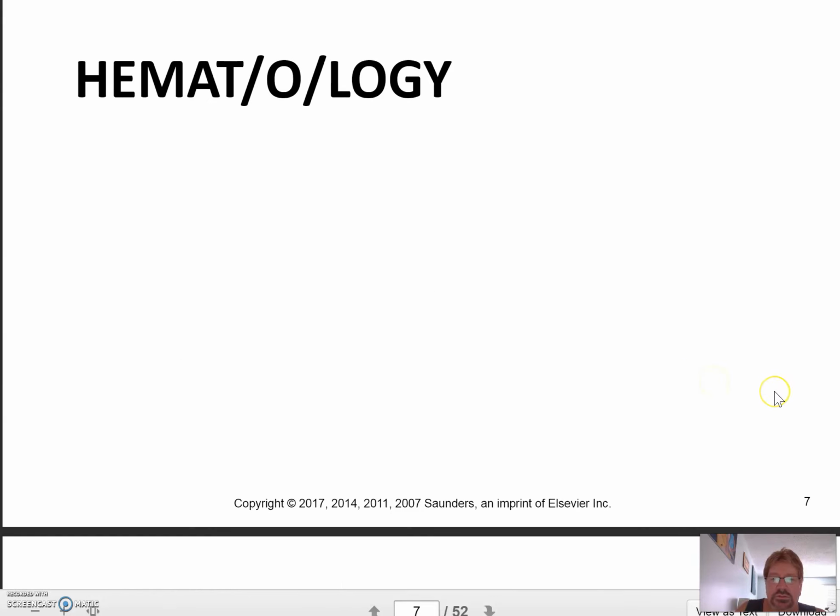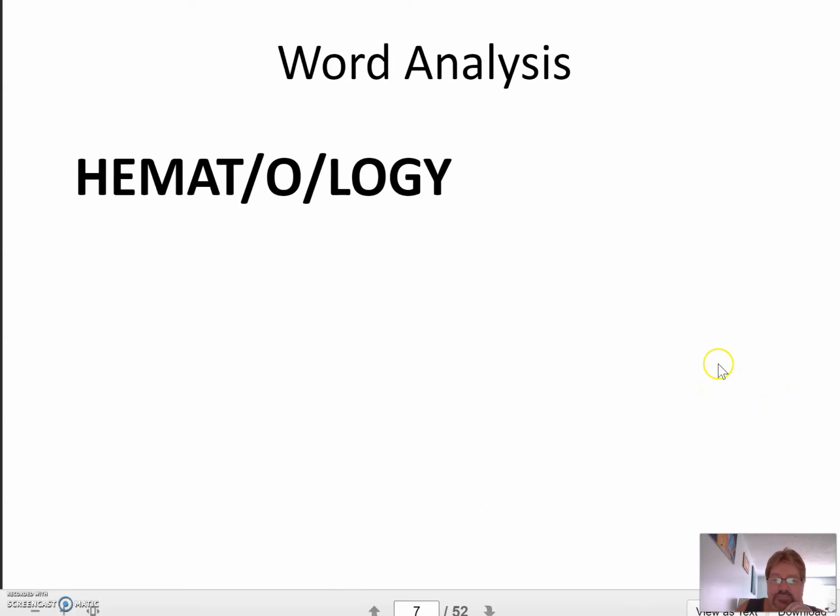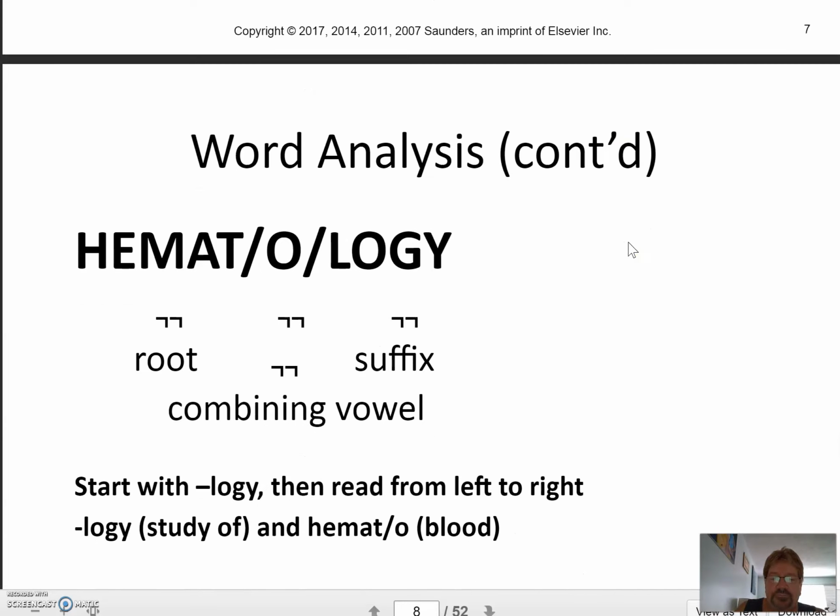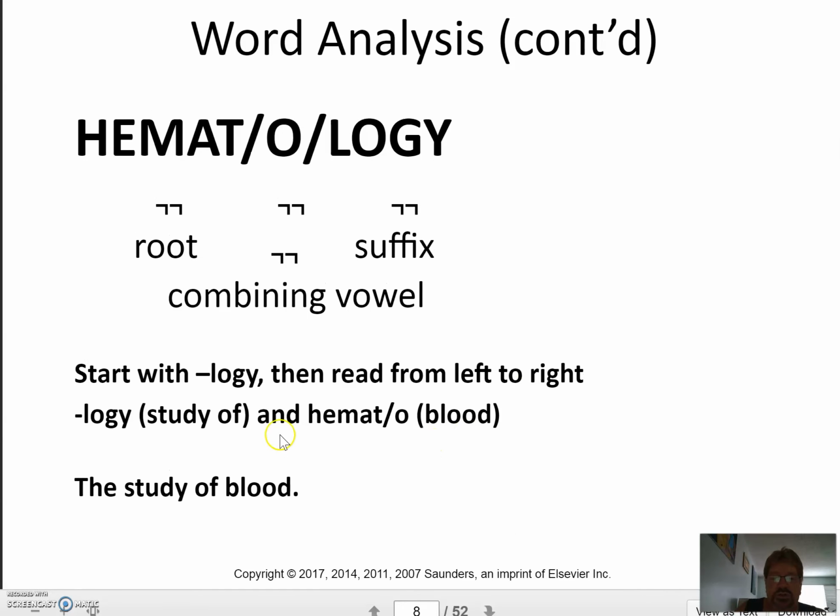Here's our first word. Hematology. Hemat is the root word for blood. O is the combining vowel. Ology or logy is the study of. Just like biology is the study of life. Hematology is the study of blood. This specialty deals with blood. Here it shows. Starts with logy, then read left to right. Study of hemat blood. Yeah, I don't know, guys, personally that I go with this reading left to right nonsense, but in any case, hemato means blood. Logy or ology means the study of.